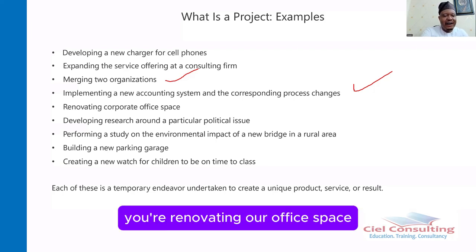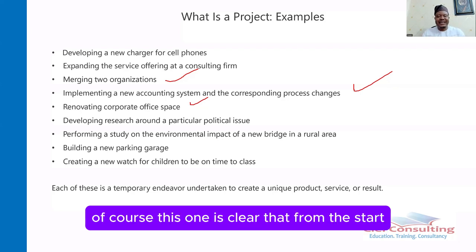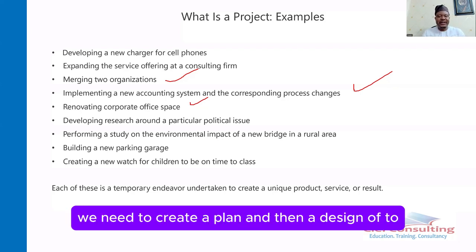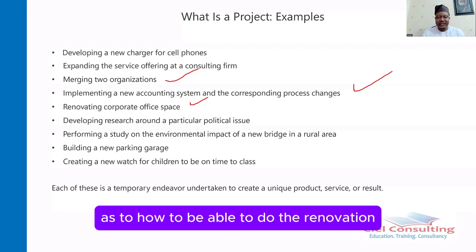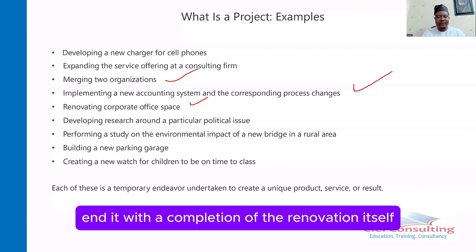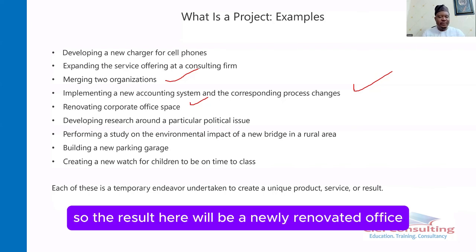Or you're renovating an office space. Of course, this one is clear that from the start, we need to create a plan and then a design as to how to be able to do the renovation, ending with the completion of the renovation itself. So the result here will be a newly renovated office.